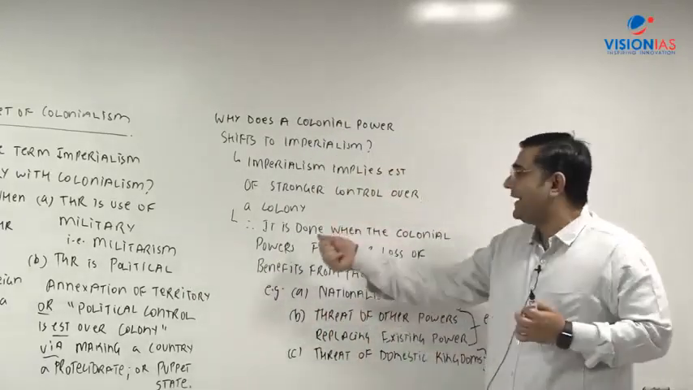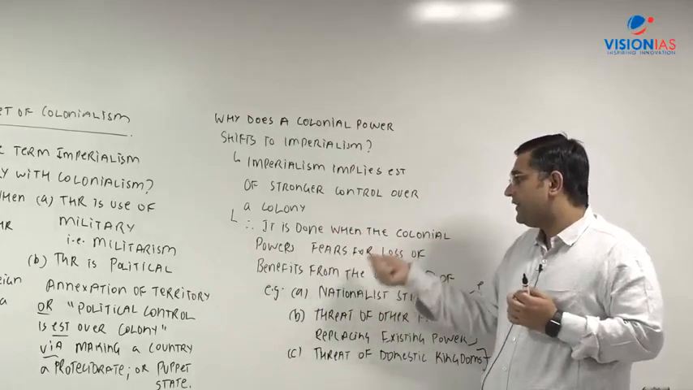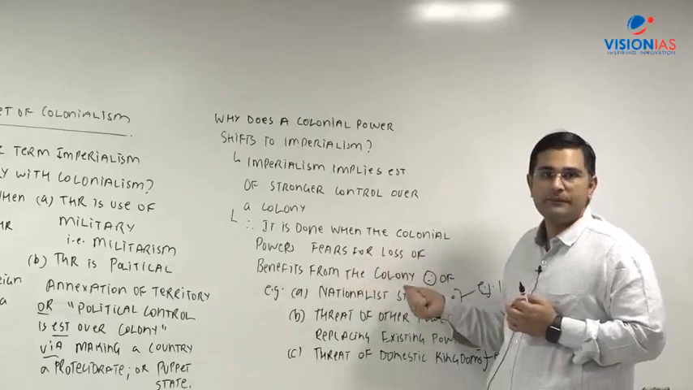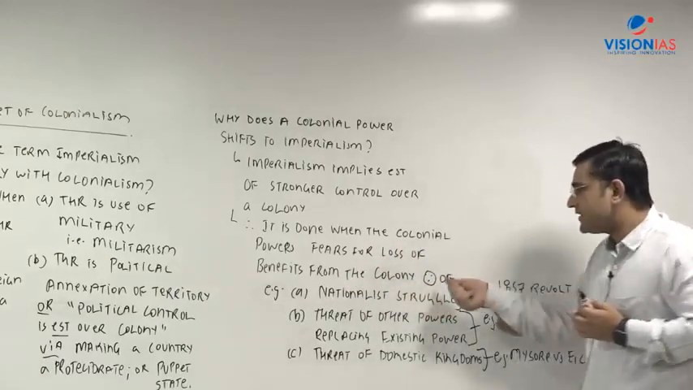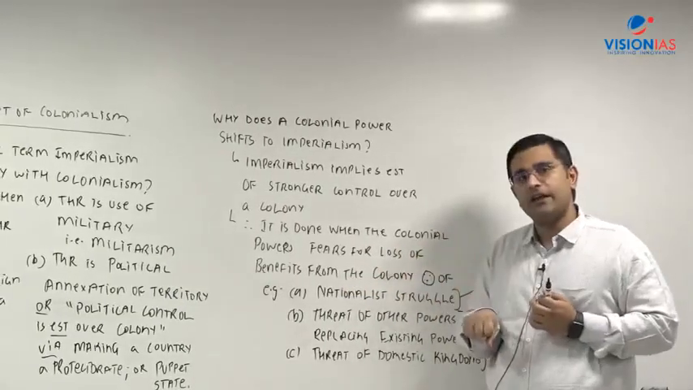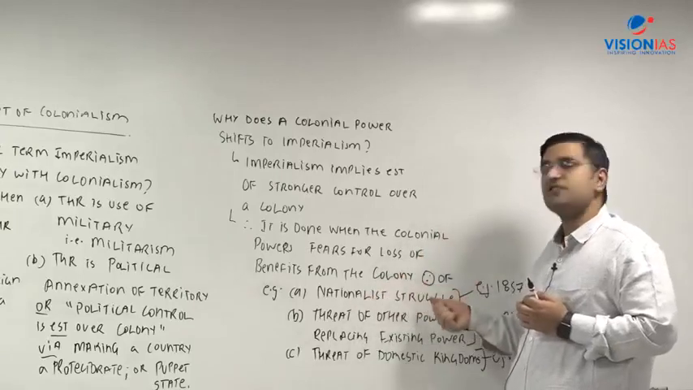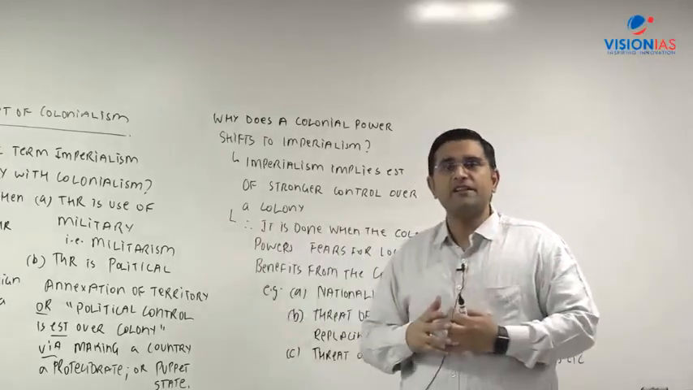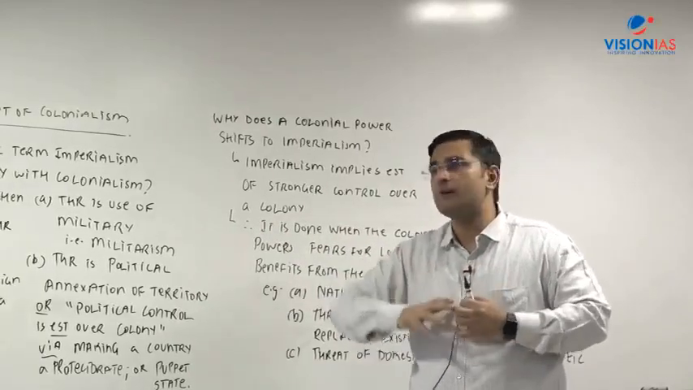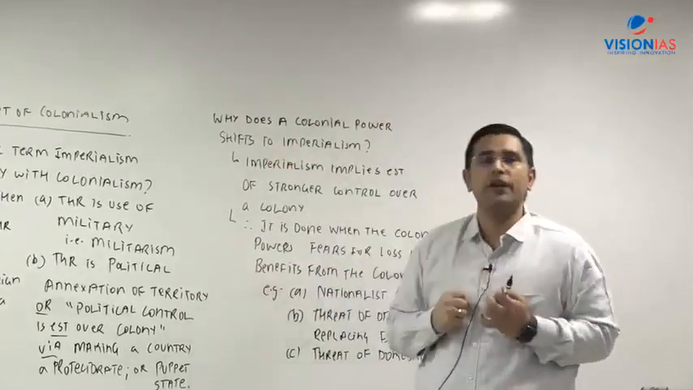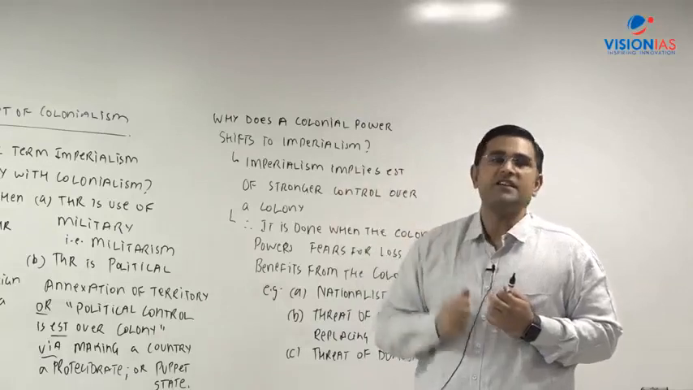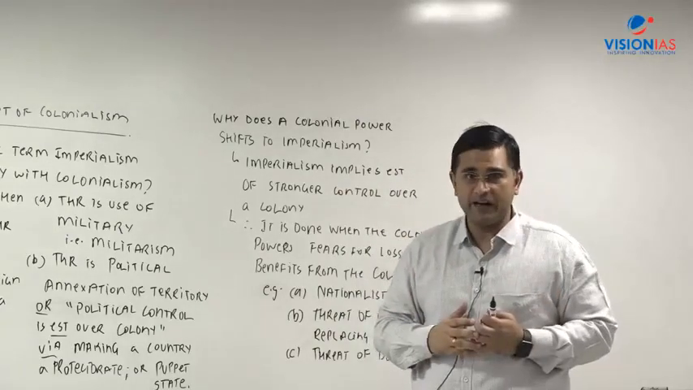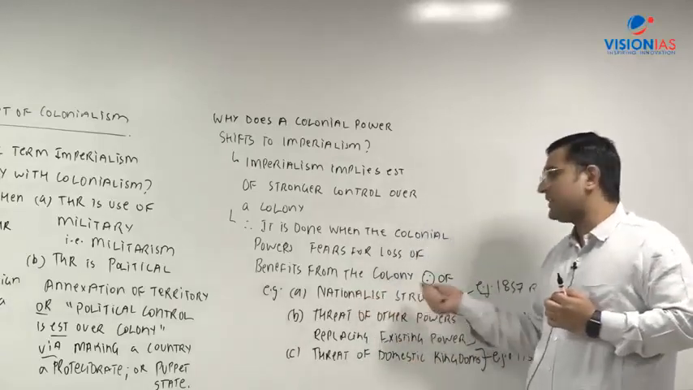So therefore it is done when the colonial powers fear loss of benefits from the colony, right? And how can this loss of benefits from the colony happen? For example, if there is a nationalist struggle in the colony, if the Indians are saying Angrezon Bharat chodo, if the Indians are saying Britishers go back, East India Company go back, we will not allow you to exploit us, then the East India Company might use an army, they might start doing political annexation. So one example can be when there is a nationalist struggle.